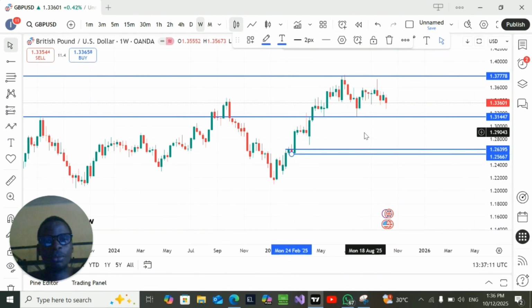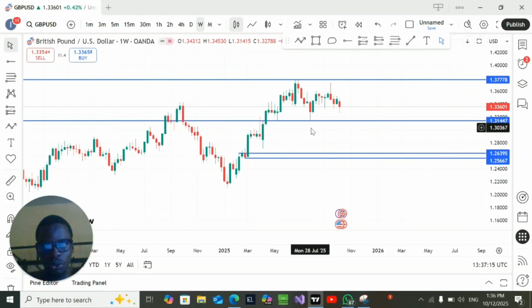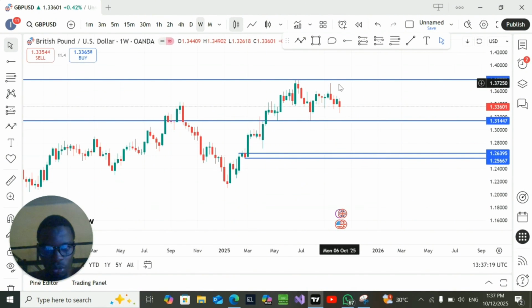Because we have this demand here, what do we expect? We expect the market to fall, because you can see now the market is consolidating. So you should be out of the market. You can't just go and buy GBPUSD. You should wait for the market to break out of this consolidation area, that supply.